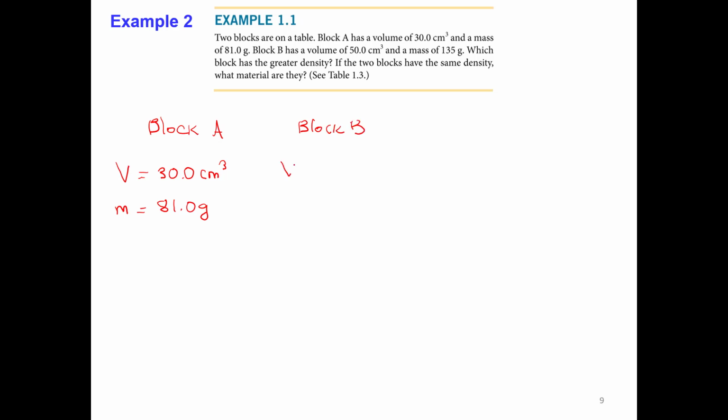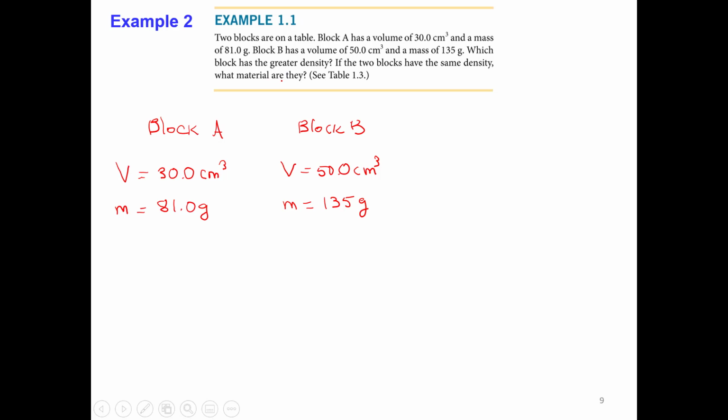Now we had a second block, called block B, that has a volume of 15.0 and mass equal to 135 grams. Which block has the greater density? To compare the blocks, we need to calculate the density. If the two blocks have the same density, what material are they?